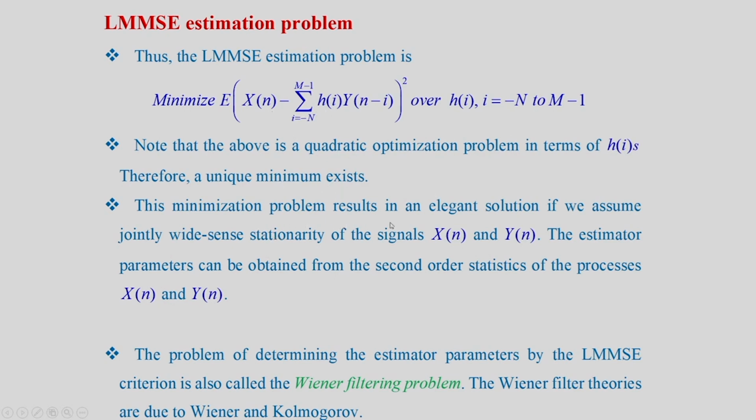The minimization problem results in an elegant solution if we assume joint wide sense stationarity of the signals xn and yn. This we will assume, that the signal and observed data are jointly WSS. The estimator parameters can be obtained from the second order statistics, that is autocorrelation functions and cross correlation functions of the processes xn and yn. The problem of determining the estimator parameters by the LMMSE criterion is also called the Wiener filtering problem. The Wiener filter theories are due to Wiener and Kolmogorov.